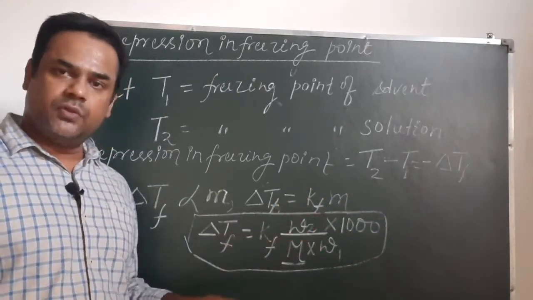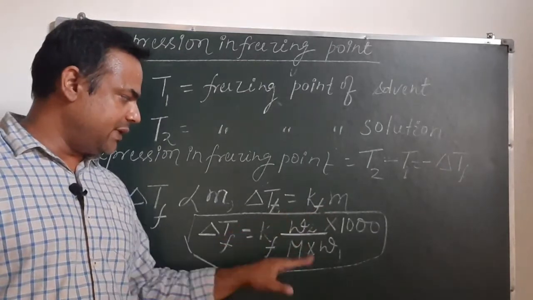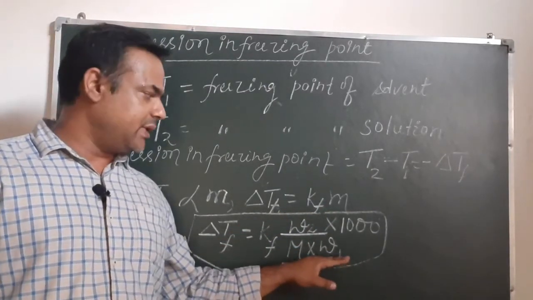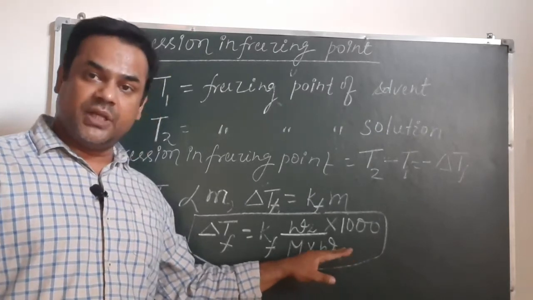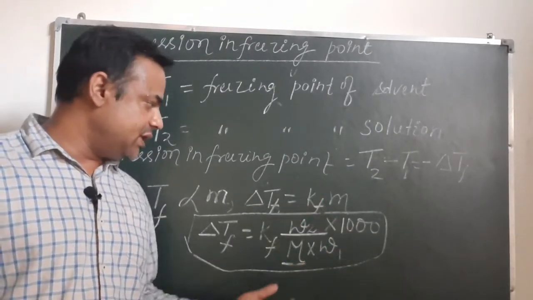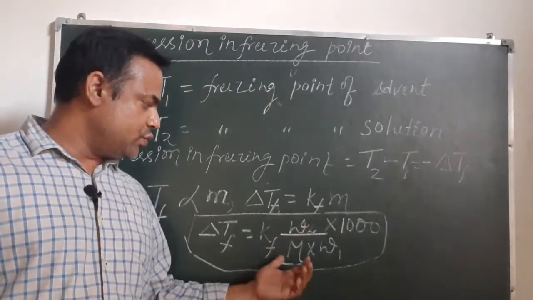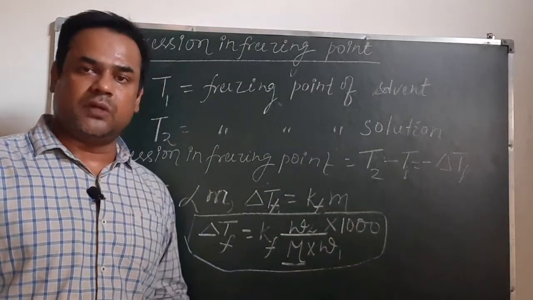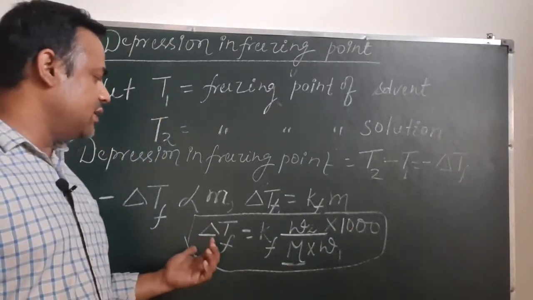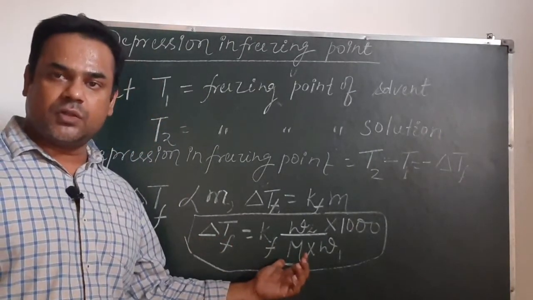Molar mass of solute, given mass of solute, divided by molar mass of solute multiplied by mass of solvent, and solvent must be in gram. To convert in kilogram, we'll divide here by 1000. 1000 will go upside, so we'll have Kf W2 by m into W1 into 1000. This is delta TF.